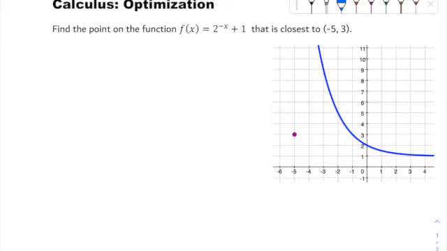So it says find the point on this curve, f of x equals 2 to the negative x plus 1. Notice there's that nice exponential decay with a horizontal asymptote of y equals 1. Just a little review there. Find the point on this curve that is closest to the point negative 5, 3 shown here. So you can probably eyeball that the closest point on this curve is probably somewhere right around in this ballpark, right? That's what you're trying to determine.